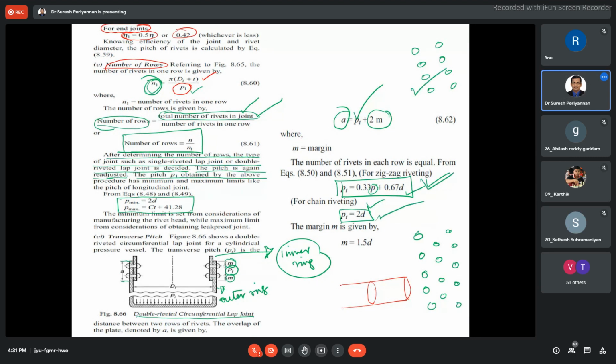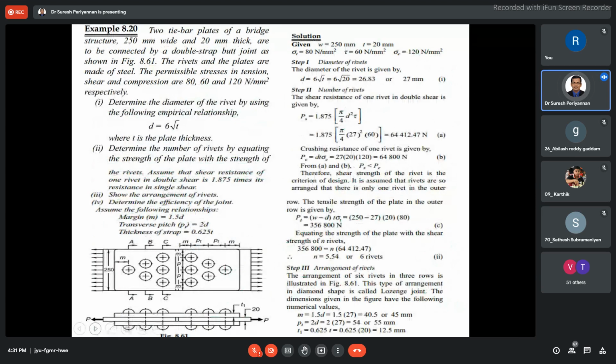Okay. Now I come to this problem. Now see the problem. Two tie bars of a bridge structure, 250 mm wide and 20 mm thick, are to be connected by a double strap butt joint. When you see the figure, the rivets and the plates are made of steel. The permissible stresses are tension, shear, compression: 80, 60, 120 Newton per mm square.